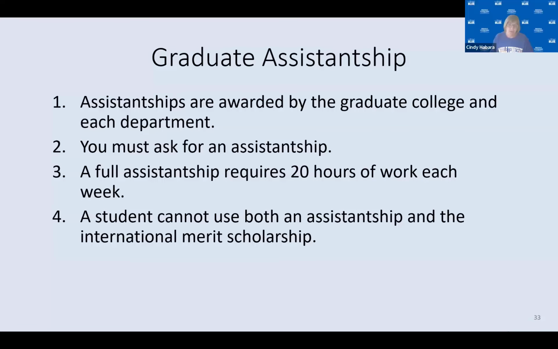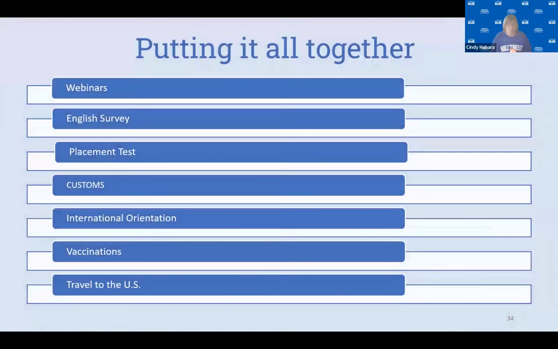Now, when we say this, some of you on the call are questioning our calculation of the assistantships and the value. We do not take the total cost of attendance on the left-hand side of the I-20. We're taking only the tuition cost. No housing, no insurance is included in the value of the assistantship. If you have an assistantship, you will not be given the International Merit Scholarship. You must choose one or the other. This is up to you which one you choose.